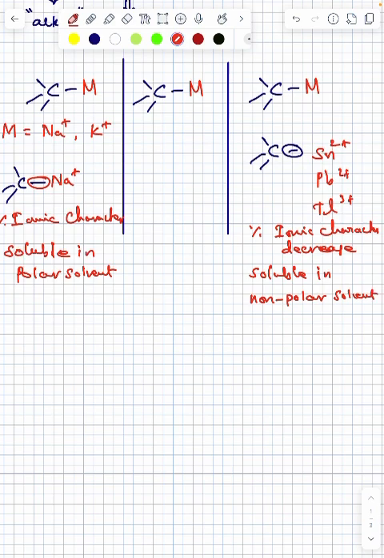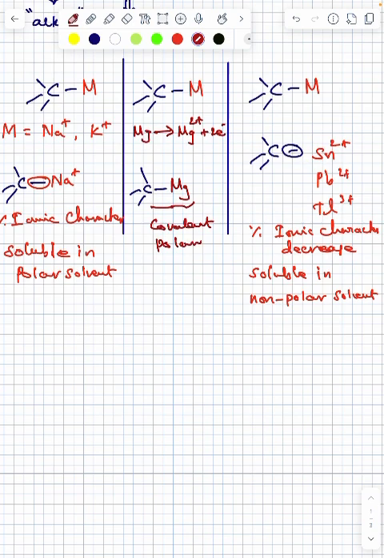Now the third category is where I am introducing magnesium. You know very well, magnesium loses 2 electrons to attain the stable electronic configuration of magnesium 2+. So now the alkyl group, the hydrocarbon derivative, can be attached with the magnesium. So now what will happen? It produces covalent character, but even though it is polar. So how is it possible?